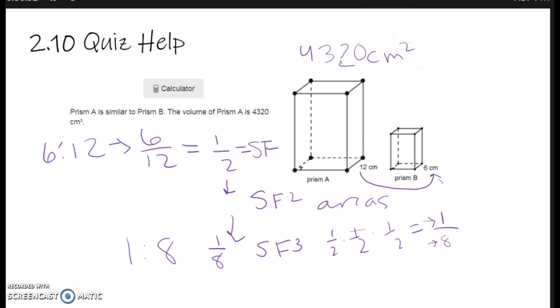So if I wanted to find the volume of the smaller prism, I would multiply, or excuse me, well, it depends how you want to look at it. I would multiply this times 1/8 to get the new one, or you could just divide it by 8. And that will actually give you the volume of the new prism. And that would be 540.